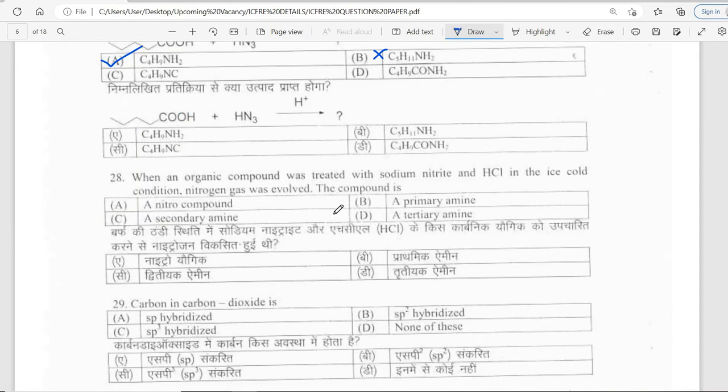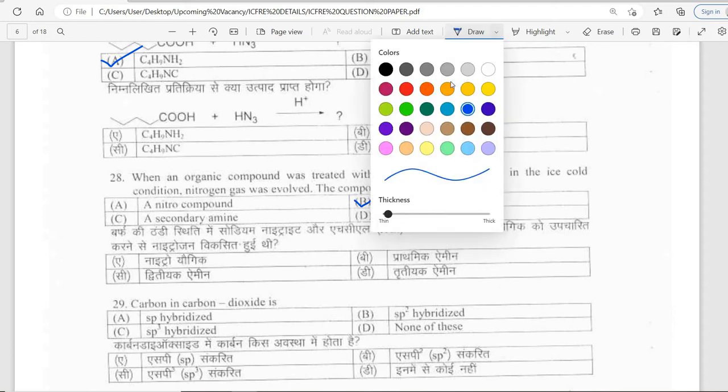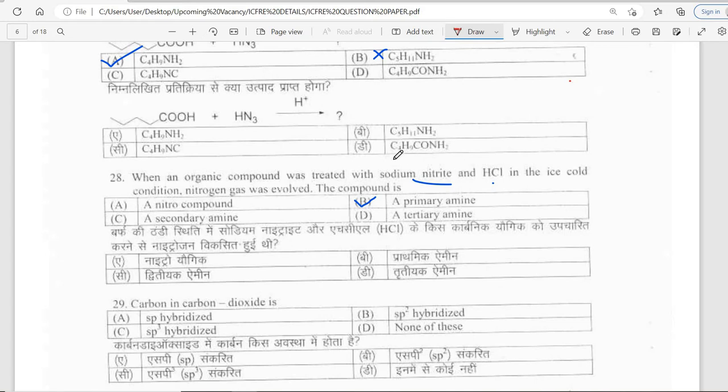Next one: when an organic compound was treated with sodium nitrite and HCl in ice cold condition, nitrogen gas was evolved. The compound is? By observing the conditions, sodium nitrite and HCl in ice cold condition, that means 0 to 5 degree temperature, it's a diazotization reaction leading to Sandmeyer-type chemistry. Nitrogen gas is evolved only for a primary amine, and only the primary amine reacts with this reagent to evolve nitrogen gas.